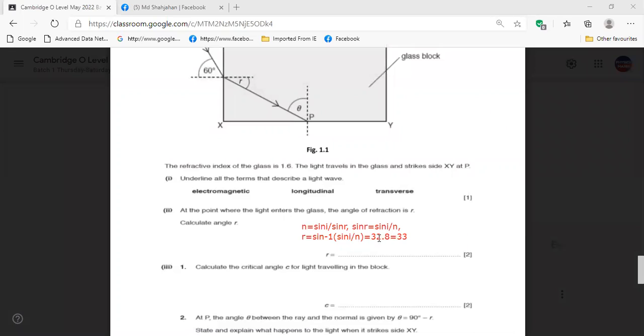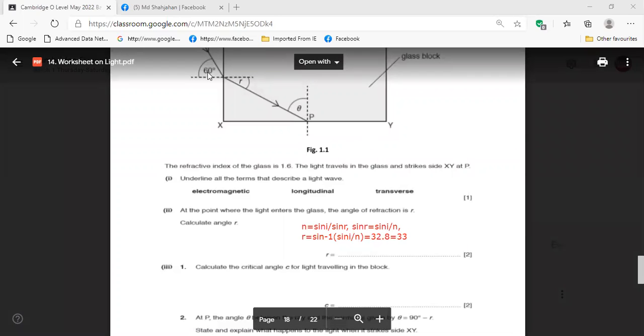I cannot give the degree symbol. I have to sketch it because in our computer the keyboard does not have any degree symbol.